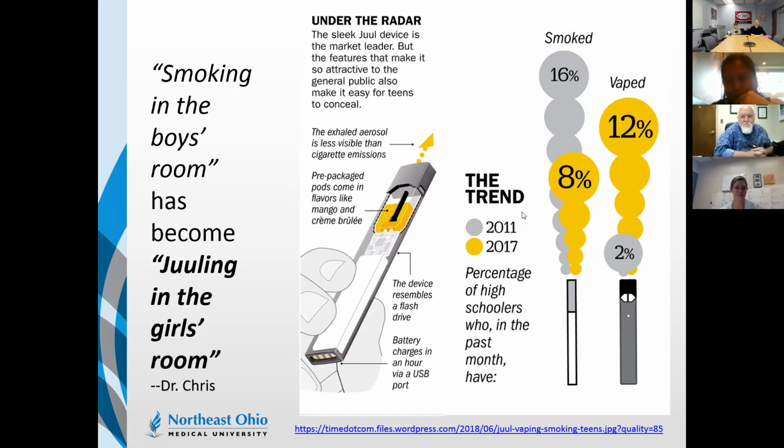And then if you look at the trends, in gray, in 2011, the percentage of high schoolers who were smoking in the past month was 16%, and that had dropped by 2017 down to 2%, whereas in 2017, there were 8% of high schoolers smoking, but 12% of them vaping. So this is a pretty scary slide in my book.